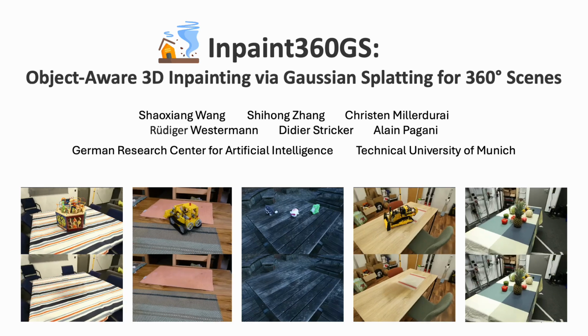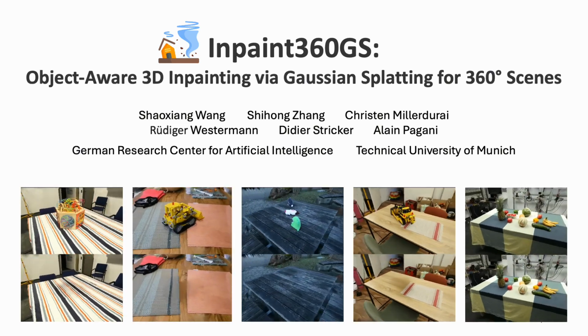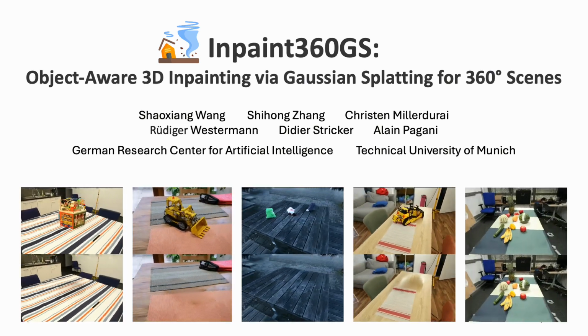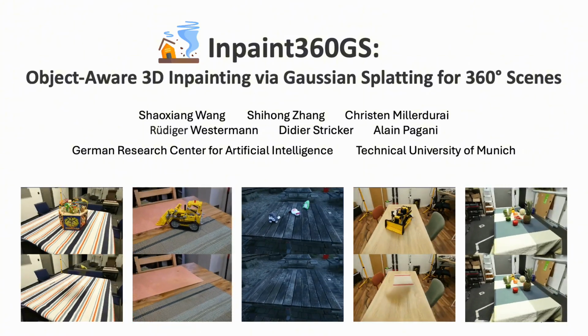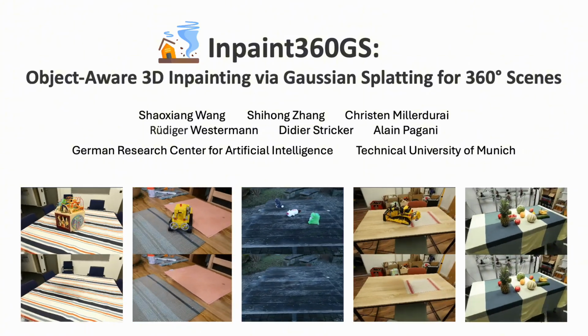Inpaint360GS, Object-Aware 3D Inpainting via Gaussian Splatting for 360-degree scenes. Our method enables structured and controllable inpainting, even in complex omnidirectional environments.